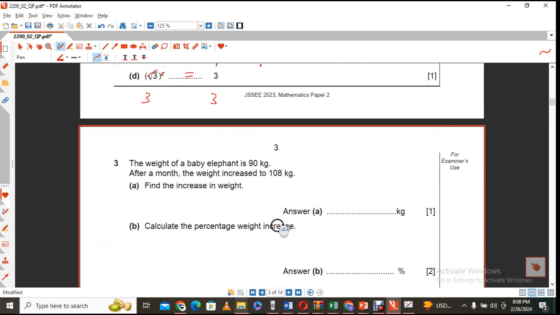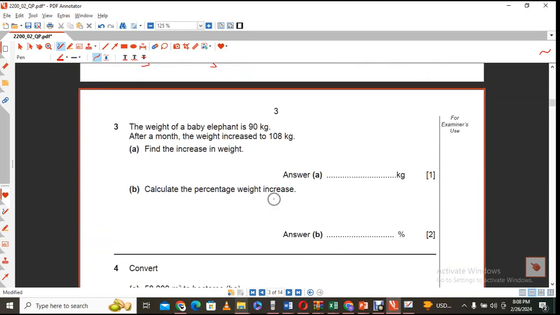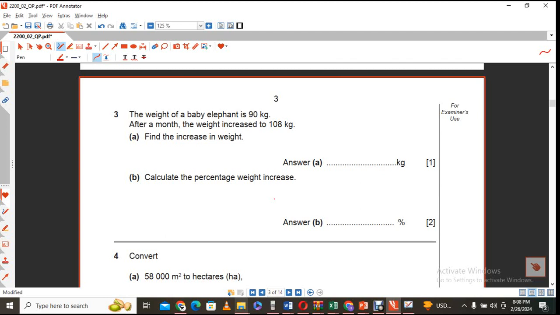Right, question 3. The weight of a baby elephant is 90 kilograms. Then the weight increases. So they want you to find what the weight increased by. Okay, so very straightforward. 90 to 108, that's 18 kilograms. Okay, so it increased by 18 kilograms.